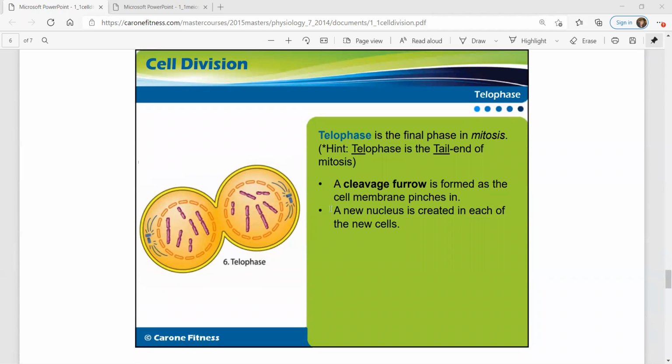Telophase is the final phase in mitosis. Telophase, think of tail end. So T, tail end, telophase of mitosis. And a cleavage furrow is formed as the cell membrane pinches in. A new nucleus is created in each of the new cells.